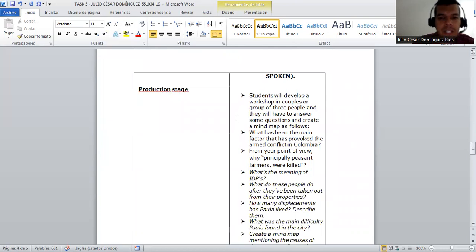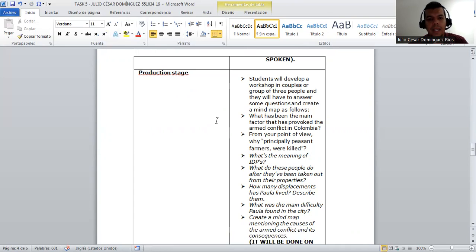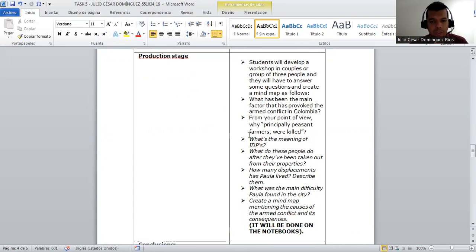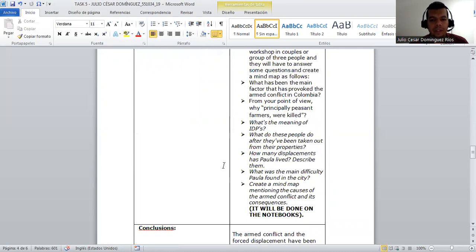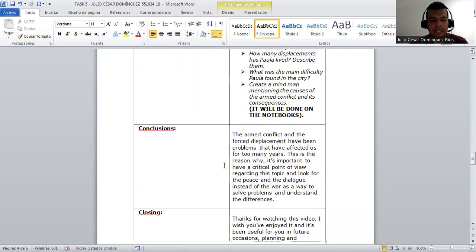In the production stage, the idea is that the students will develop a workshop in couples, and they have to answer these questions, but they will have to write in this stage, and they will have to create a mind map with the most relevant information that we read in the class.